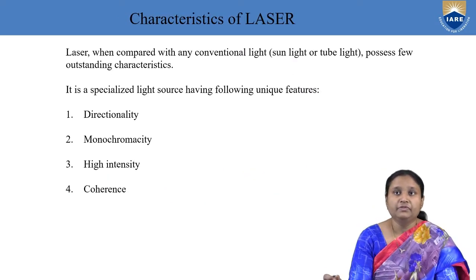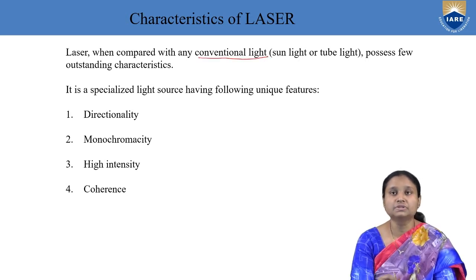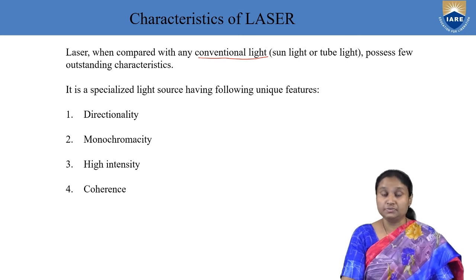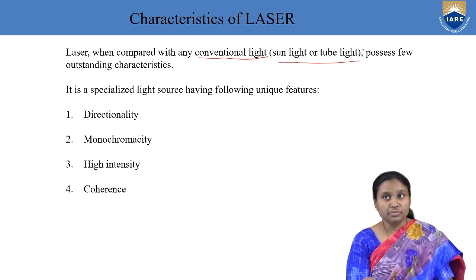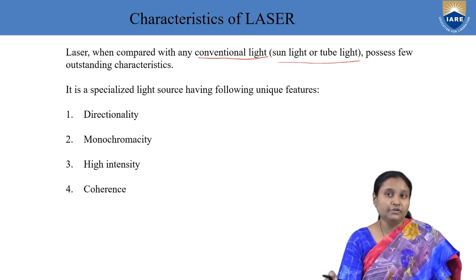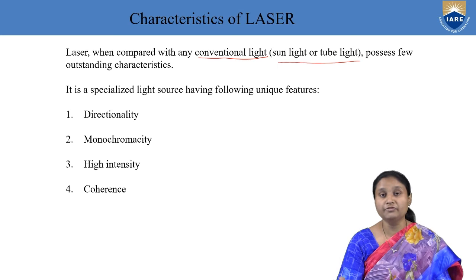When we compare our laser light with any conventional light source, what do we mean by conventional light source? We are talking about ordinary light sources, and we know what they are: sunlight, tube light. When you compare laser light with these normal light sources, sunlight or tube light has the phenomenon of spreading, and because of that spreading only, we are getting all such lighting.